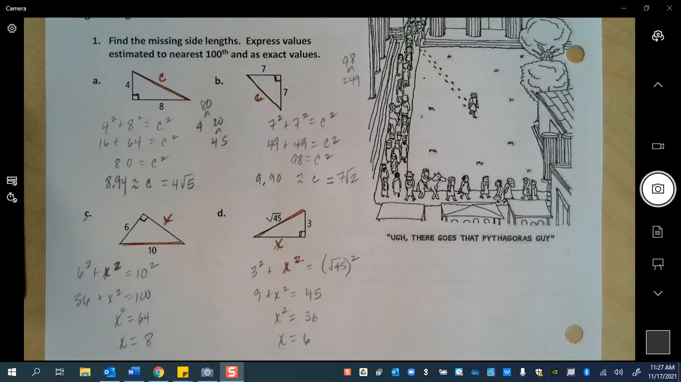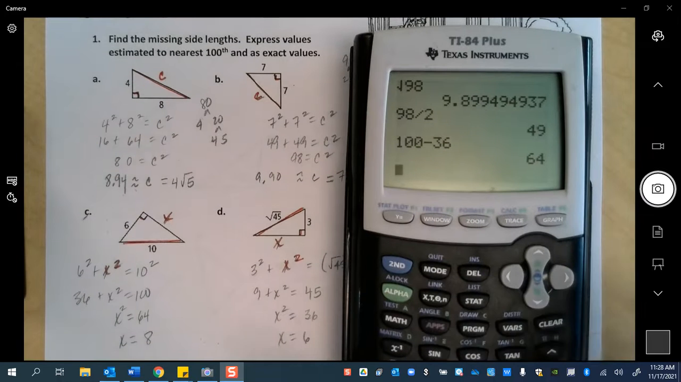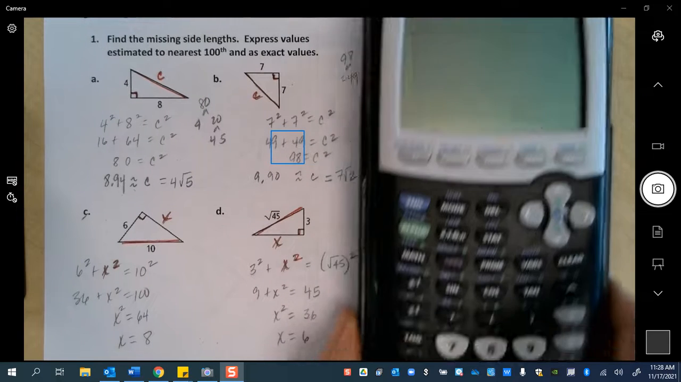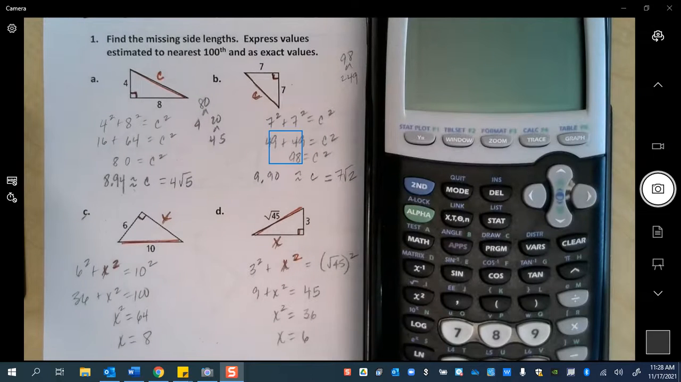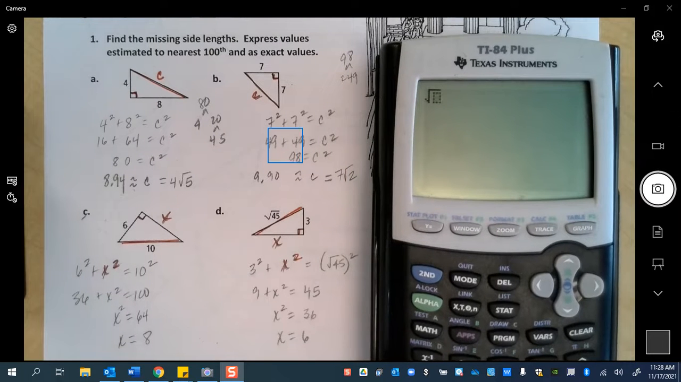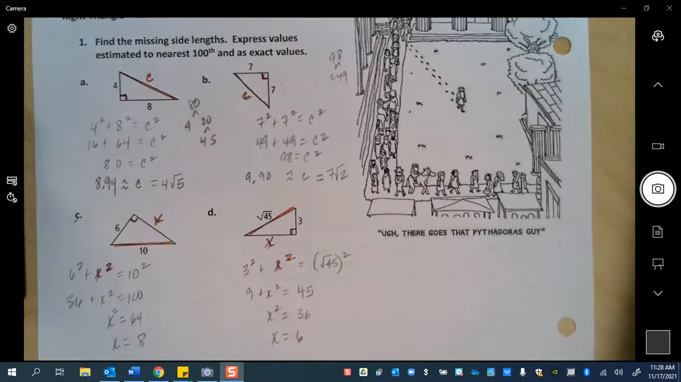So, as a review, when I'm looking at taking the square root, you want to use this second function button and this squared button. And then inside of the radical sign, you want to type your value. And then when you press enter, there you go. It's trying to focus. That little blue dot.